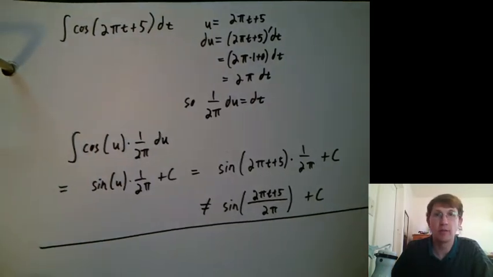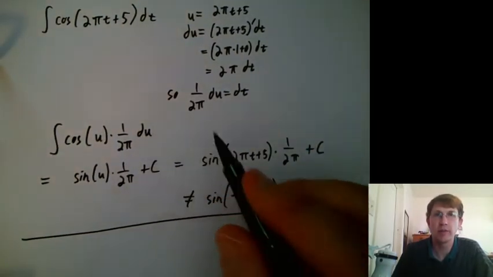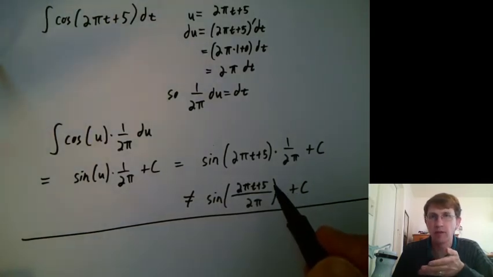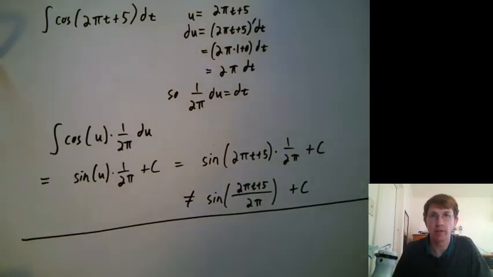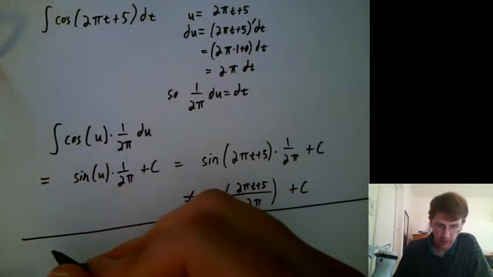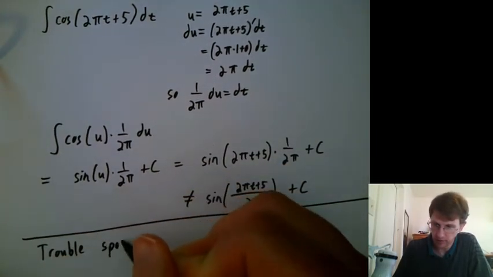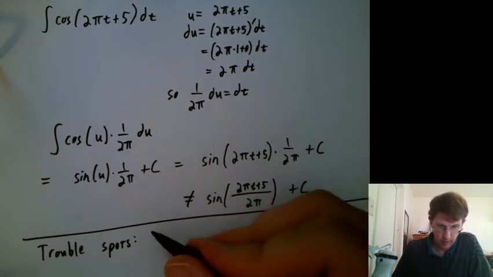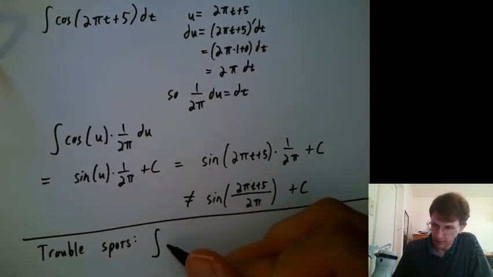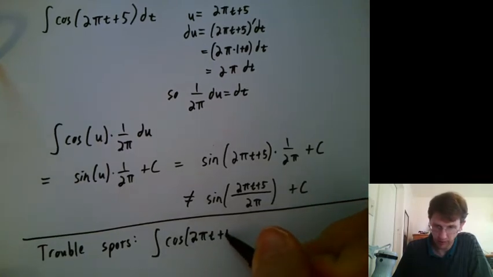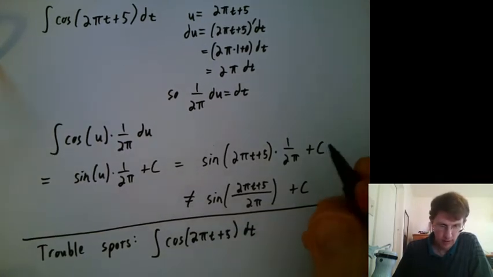Let's talk about some other trouble spots. Here the trouble wasn't in doing the u substitution, it was just in maybe getting too ambitious with simplifying it at the very end. So let's look at some trouble spots. Let's do that same thing again. Integral of cosine 2 pi t plus 5 dt.